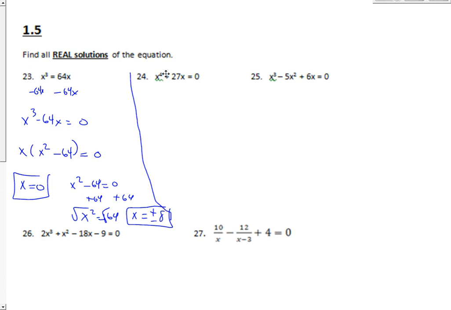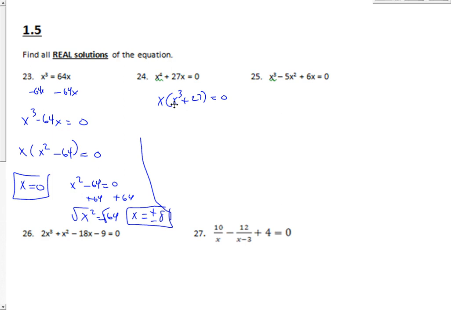Okay? X to the fourth plus 27x. Again, we are just trying to find all real solutions, so I'm going to see that I have a common factor of x. That will give me x times x cubed plus 27 equals 0.